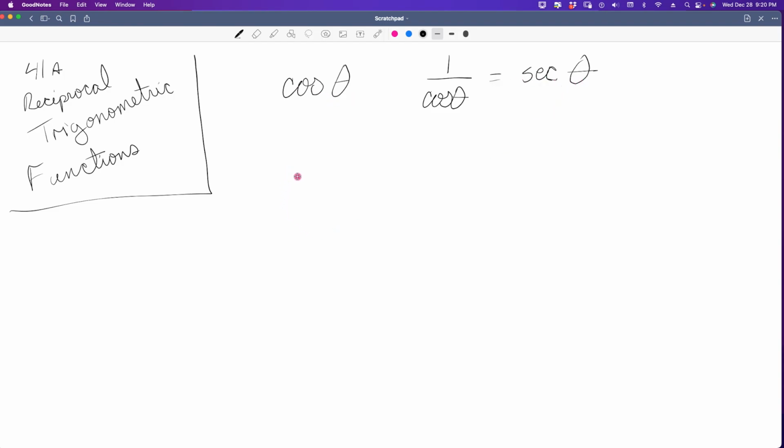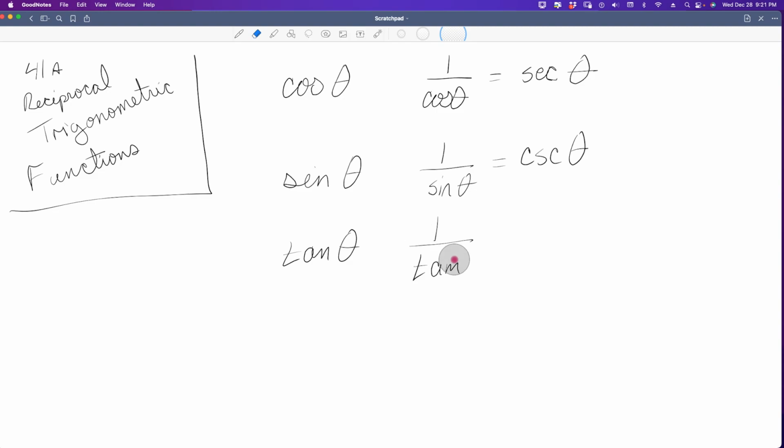We have one for the sine also. The reciprocal for the sine of theta would be 1 over the sine of theta. That is called the cosecant, so csc of theta. It's just the reciprocal of sine of theta. And for tangent of theta, whatever degree measure that is, it's just the fraction 1 over tan of theta, and that is called your cotangent, cot of theta.